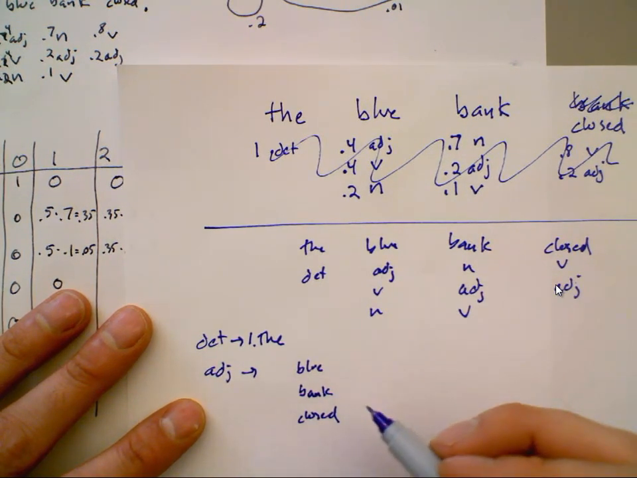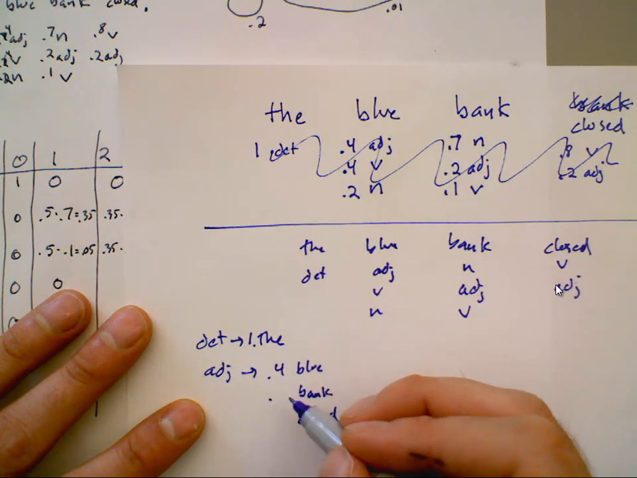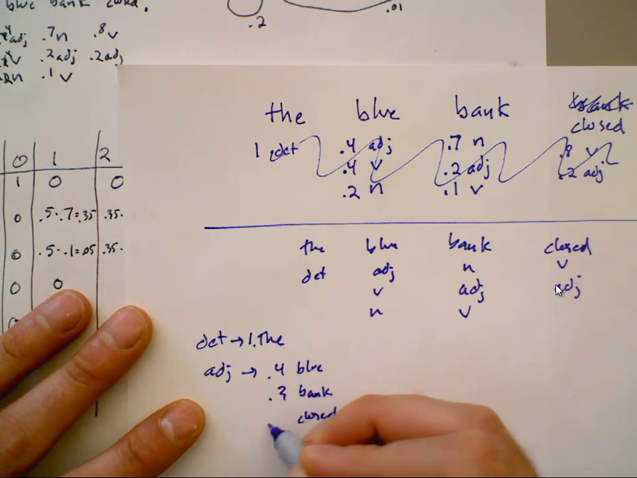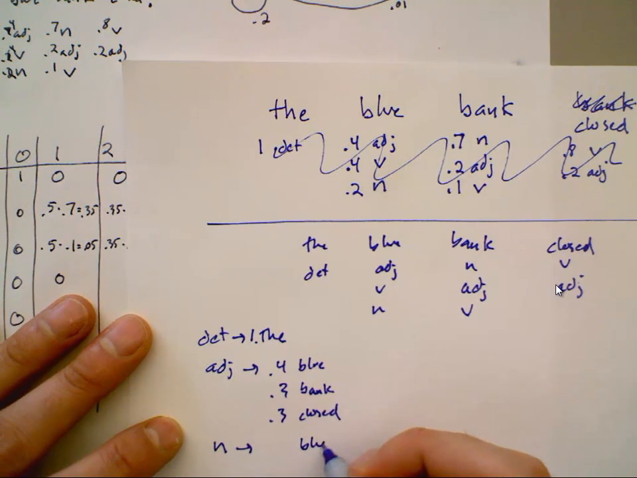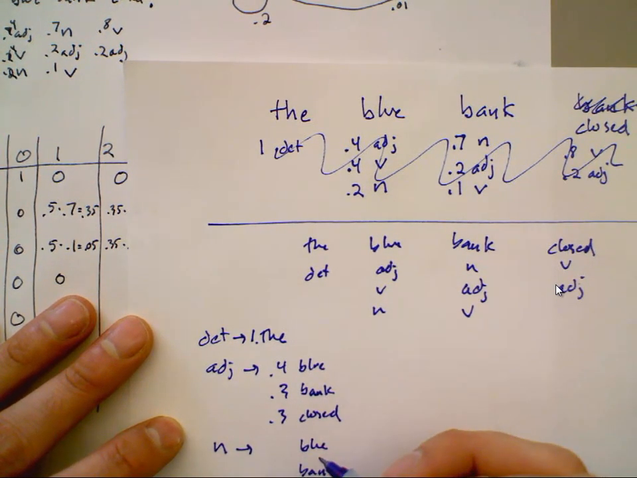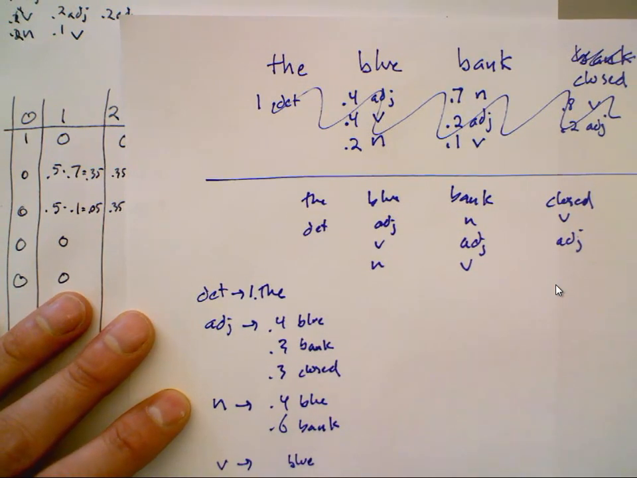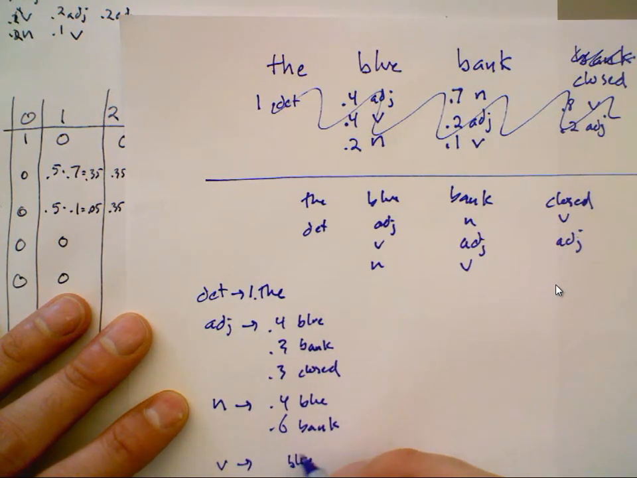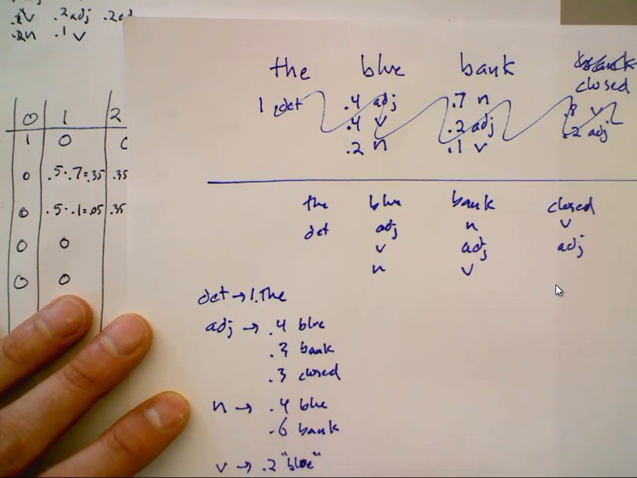So let's say there's a 0.4, 0.3. And then noun, we could get blue or bank. So let's say this is 0.4 and 0.6. I'm just making these up. For verbs, we could get blue, because we're hearing this, so it's blue, B-L-E-W. Or bank or closed. I think we're most likely to get closed here, so maybe that's 0.7, and that's, no. People deal with money a lot, so it's probably 0.2, 0.2. Where do you bank?